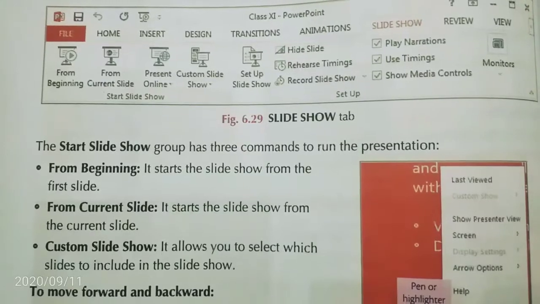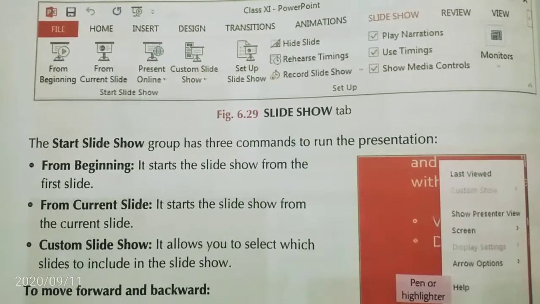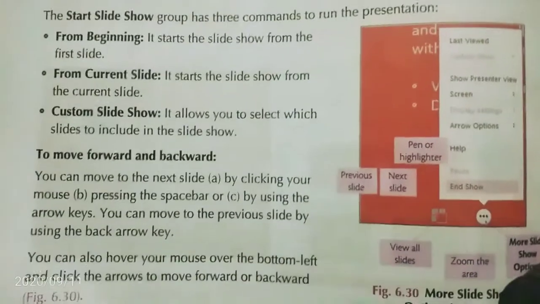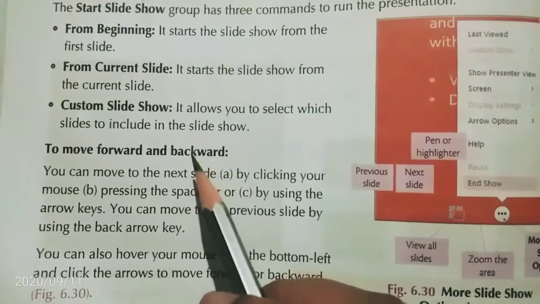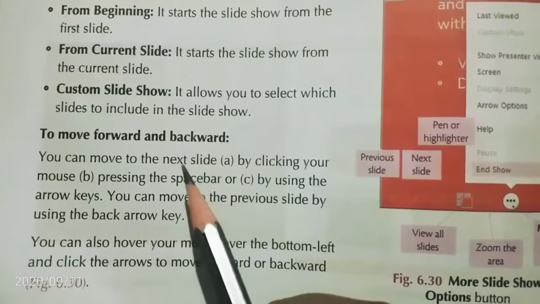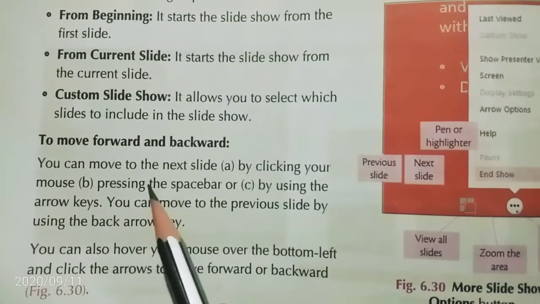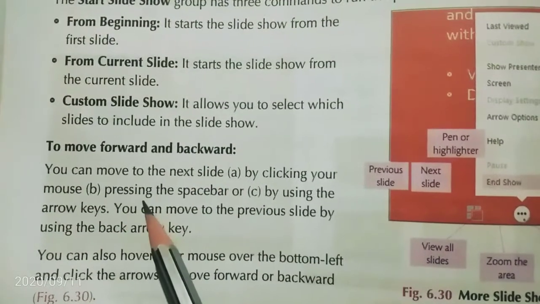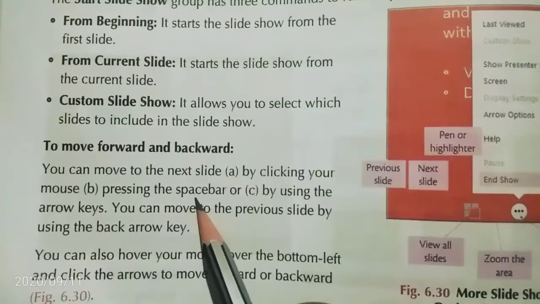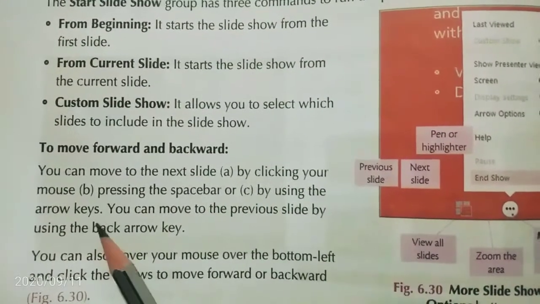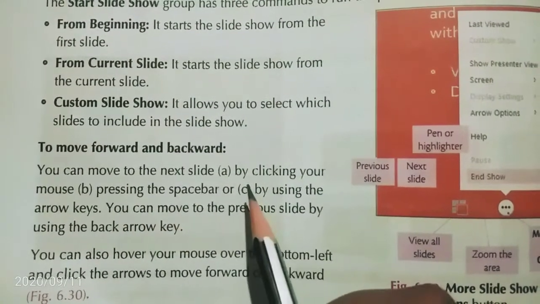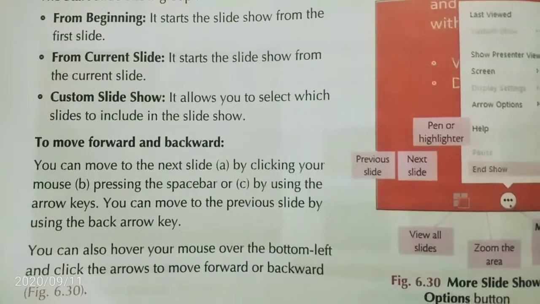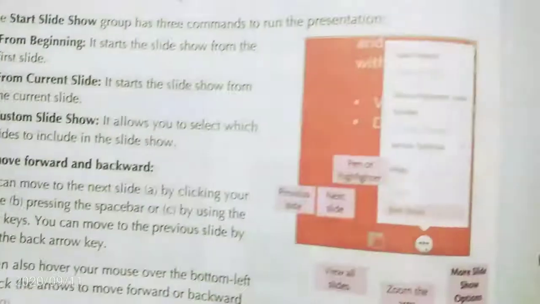Now there is a shortcut key for starting the slideshow from the keyboard, that is F5. When you press the F5 key, it will start playing your slides. Then how to move forward or backward while you are presenting the slides? You can click the mouse button, then it will go to the next slide. The second way is pressing the spacebar key on the keyboard, then it will go to the next slide. And you can also use the arrow keys on the keyboard to go forward or backward.